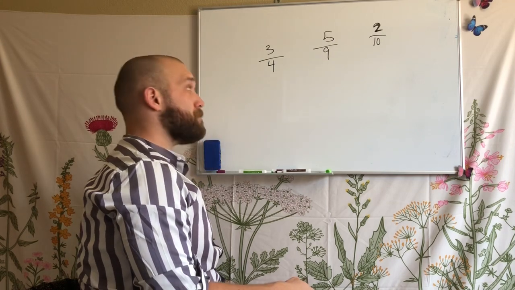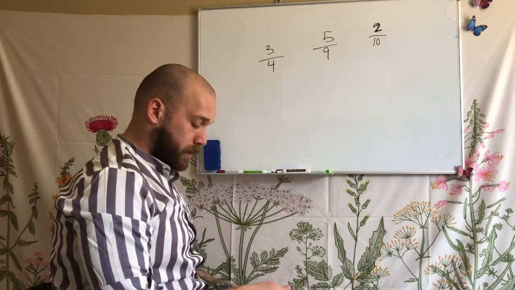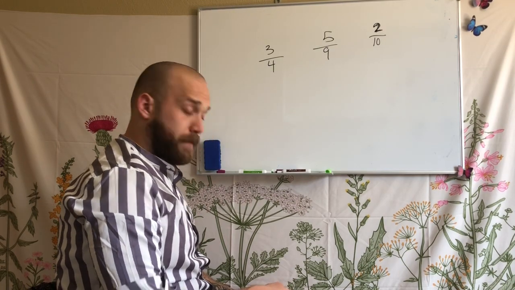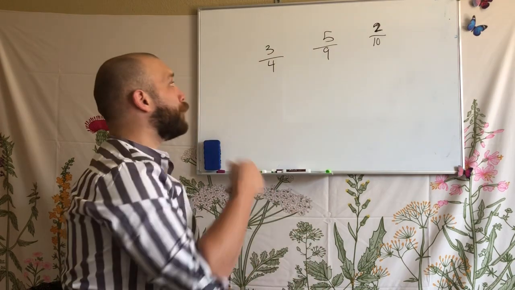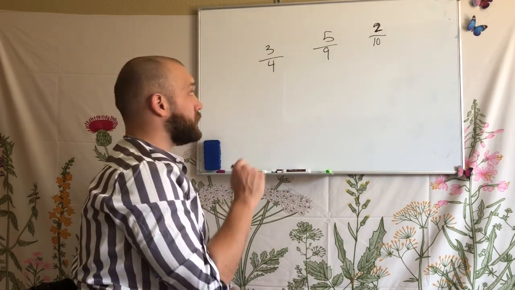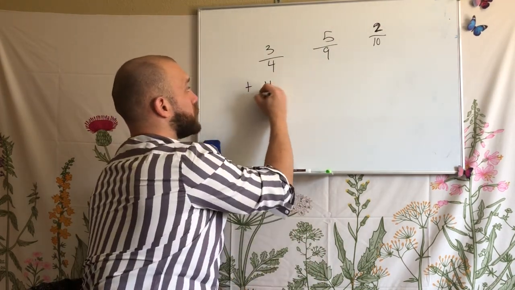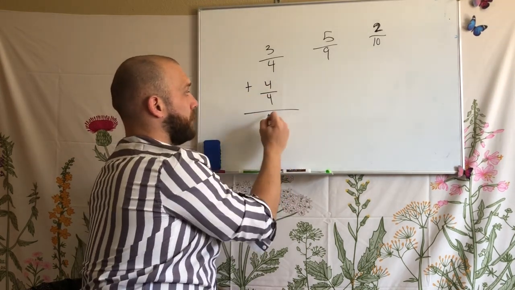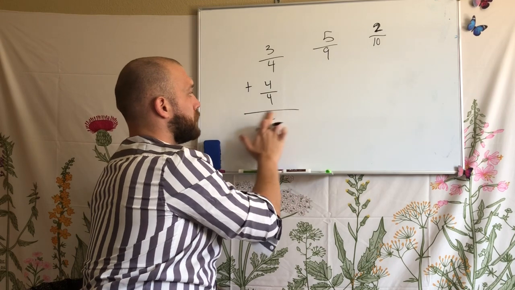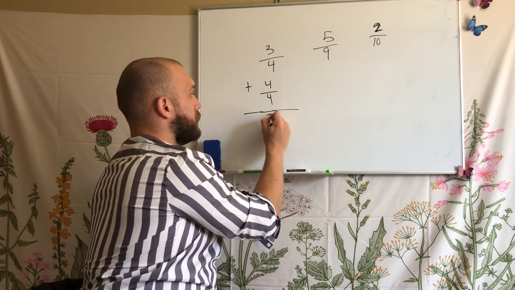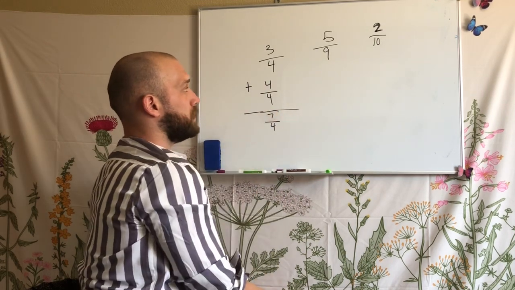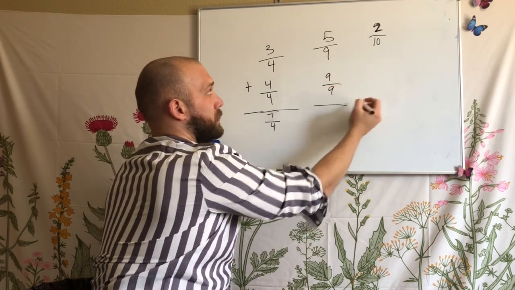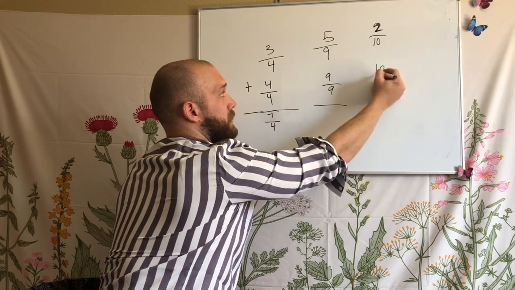Read fraction A. 3/4. So, what fraction is one more than 3/4? Well, we're going to add 4/4 to it. So we're adding 4/4 to this because we know that is one whole, one more. So what do I have? 7/4. Next, what am I going to add here? 9/9. What am I going to add here? 10/10.